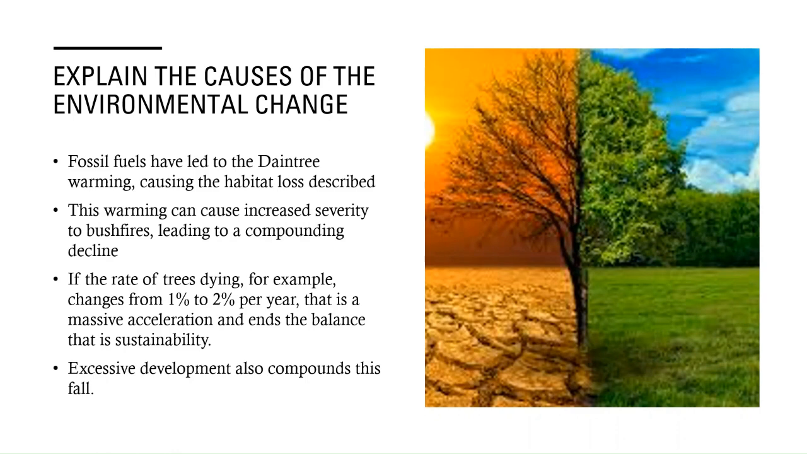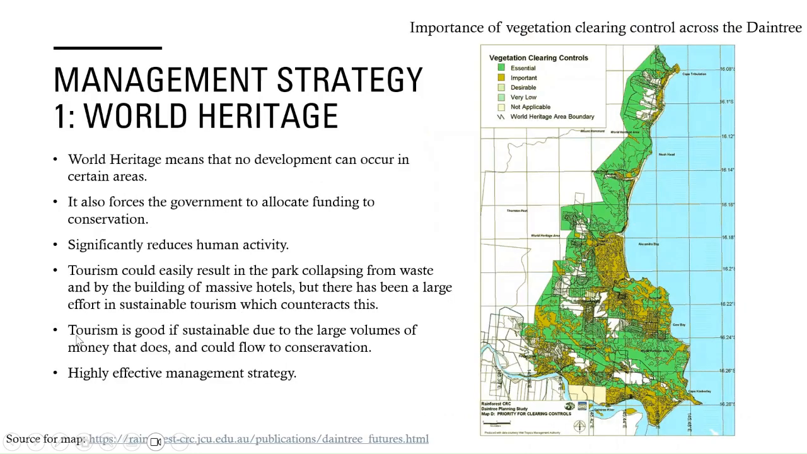But climate change is also having an impact. Climate change could increase the severity of bushfires due to stronger winds and higher temperature, leading to more of the forest being destroyed, compounding the other factors. And these factors combined have led to the decline over the past 100 years of the Daintree forest.